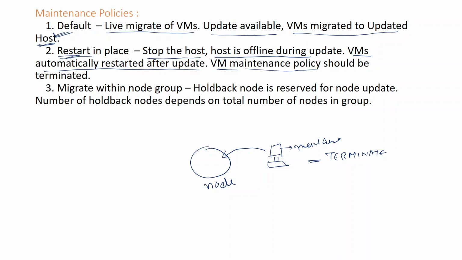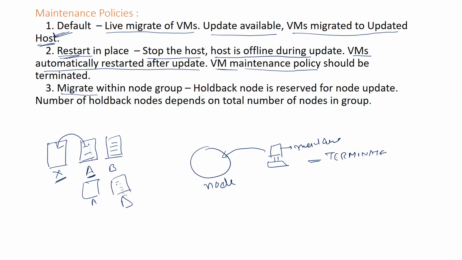The third one is migrate within a node group. In this case, we have one surplus physical machine. Suppose that we have A and B, and these two are live, meaning they are being used. So we create one surplus one, an extra physical server. When A has to be updated, all the VMs present on it get migrated to the surplus one. Once this gets migrated, A becomes empty, and now when B has to be updated, all the VMs present on it get migrated to A. So this is how the migrate within node group policy works.